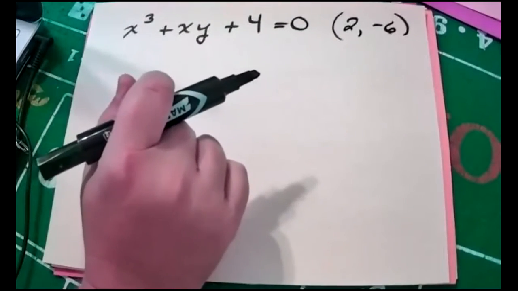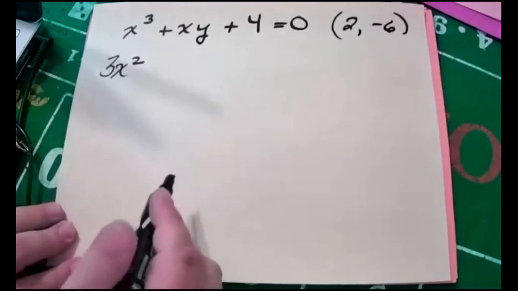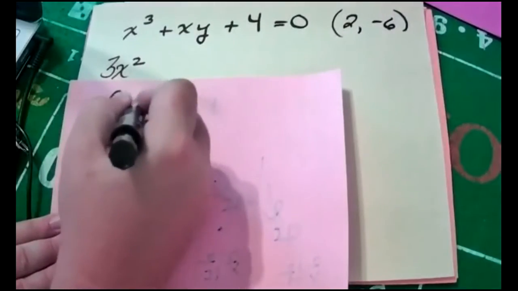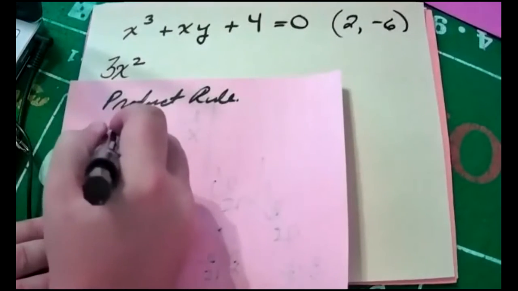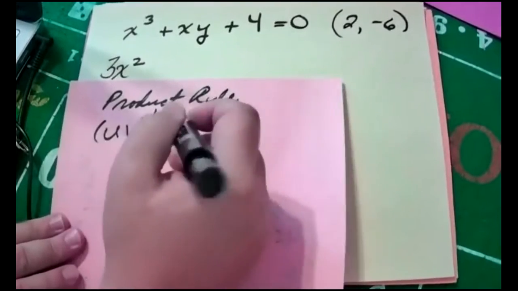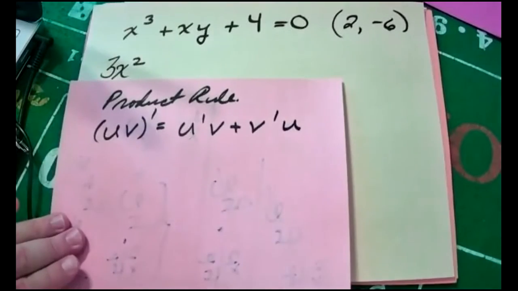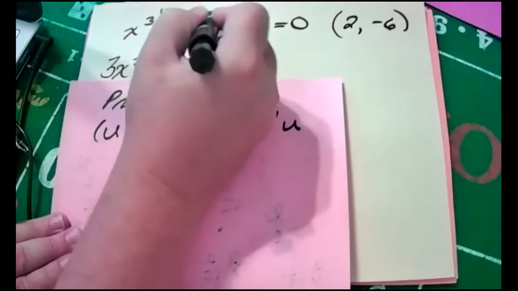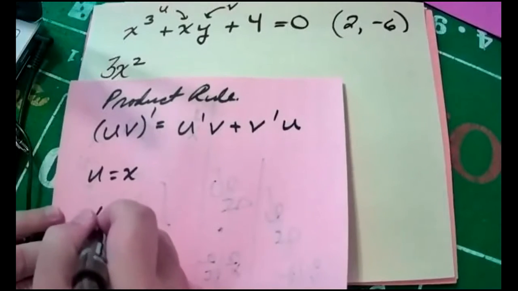All right, now, let's look at x cubed. The derivative of x cubed is 3x squared. That's old news, right? Now, the derivative of xy, let's take a minute and figure out the derivative of xy. I'm going to do it over here, all right, using the product rule. If you remember, the product rule looks like this. (uv)' will be u'v plus v'u, okay? Now, in this situation, x is going to be u, and this will be v. So let me just jot that down. u equals x. v equals y.